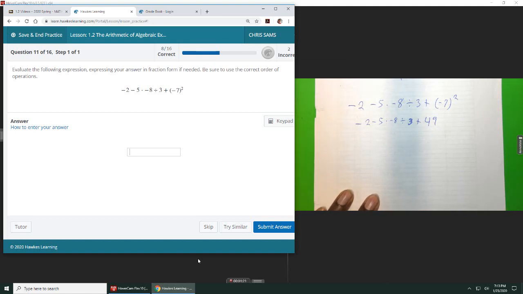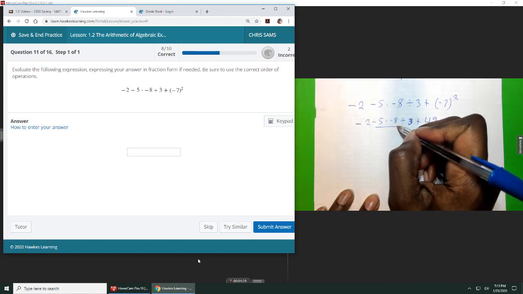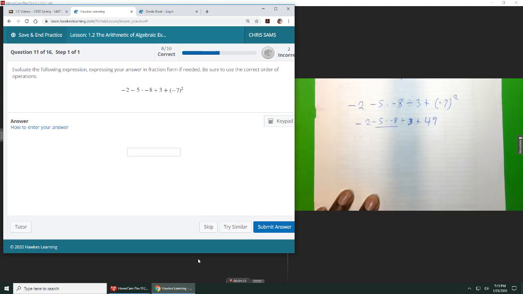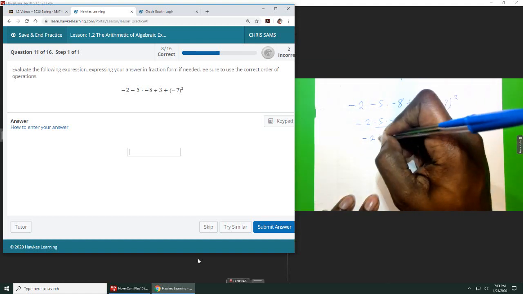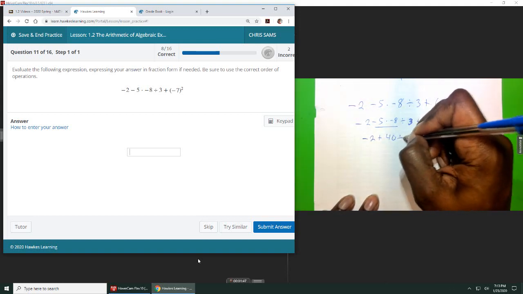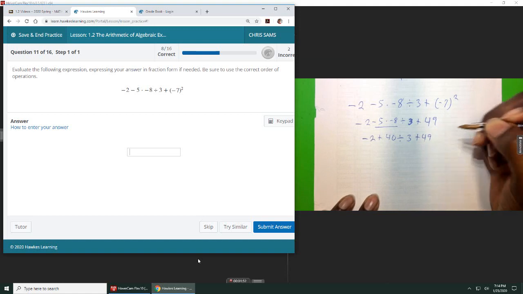So I've done my parentheses and exponents. Now we're going to do multiplication and or division, left to right. So that means going left to right, -5 and -8 happen first. So I have to multiply, and it says minus, but I'm just going to use that as a negative with this 5. -5 times -8, combine those two, we get a positive 40. So I have a -2 plus 40 divided by 3 plus 49.